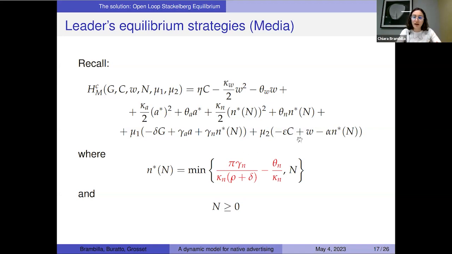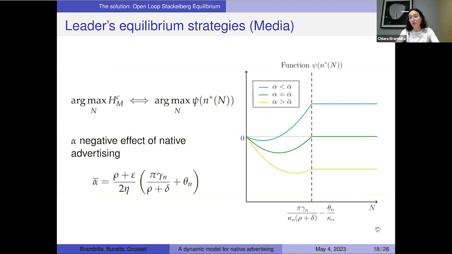And this constant value is exactly the same that we are going to see in the next slide, below the graph on the right. And this graph allows us to compute the capital N strategy representing the upper bound for the media outlet. So what we have computed is that finding capital N maximizing the current Hamiltonian function of the media corresponds to finding the capital N maximizing this function C, where the function C has a shape that is represented on the graph on the right.